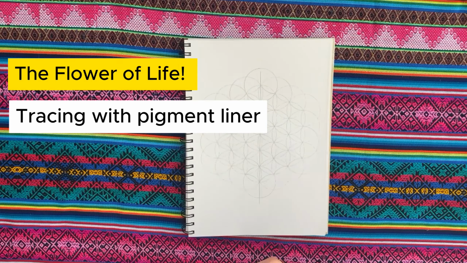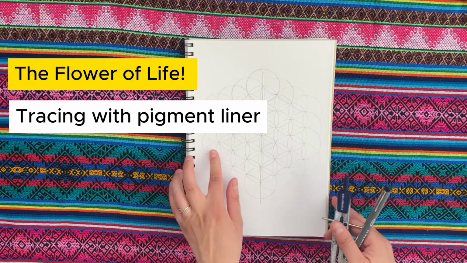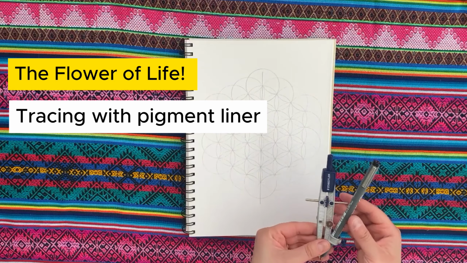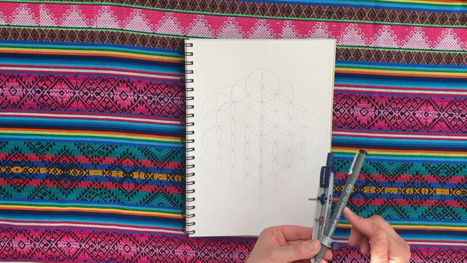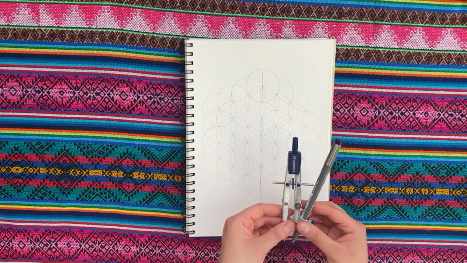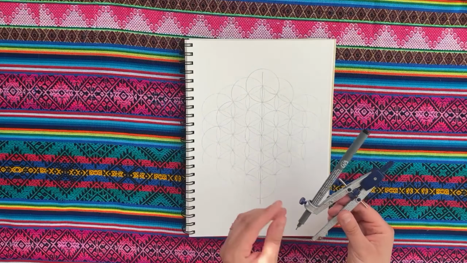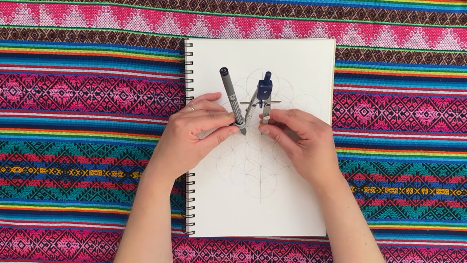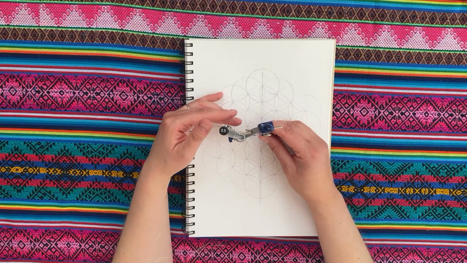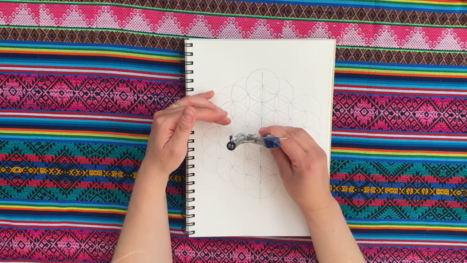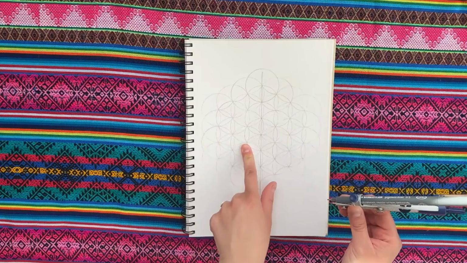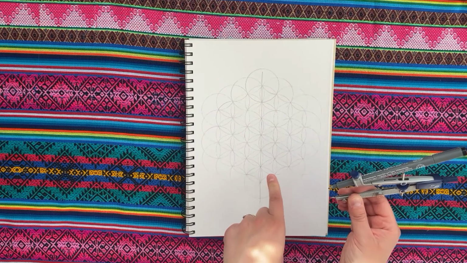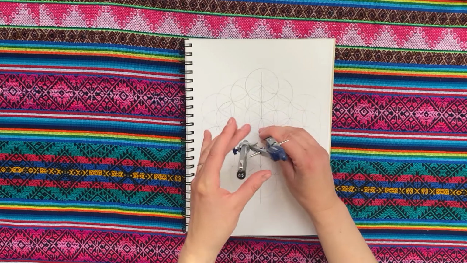So now that we have the sketch already made with pencil, I'm going to go through it with a pigment liner. This is a 0.5 millimeter tip. What I'm going to do first is just calibrate the compass to make sure it is the same measurement as the first circle, which is the one we're going to use as reference for all the circles in this pattern.